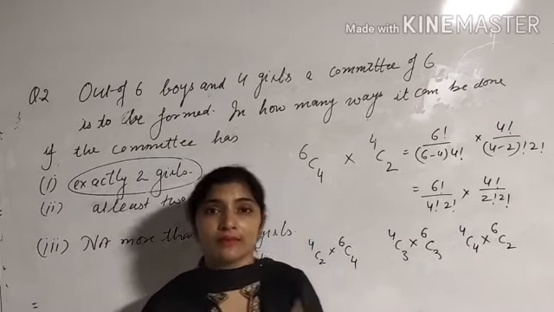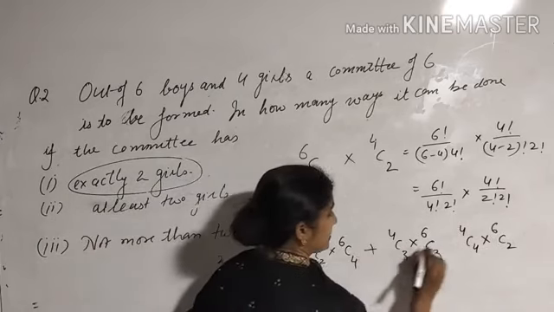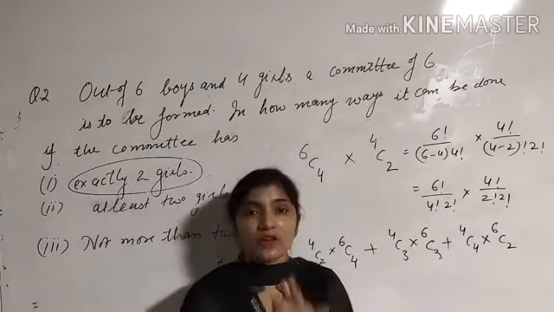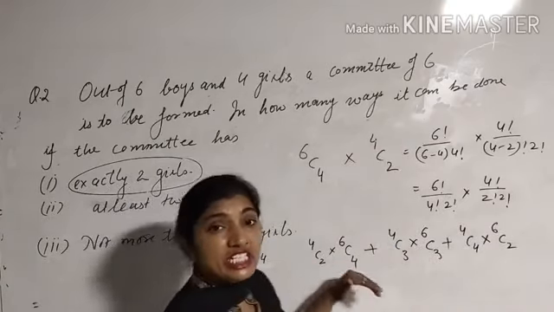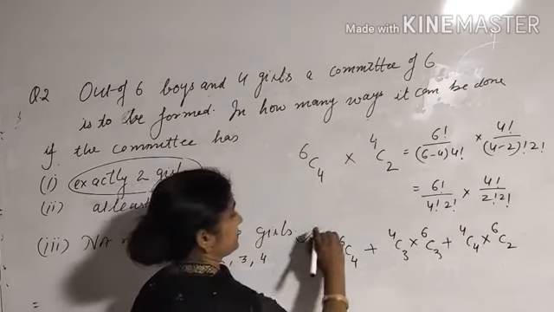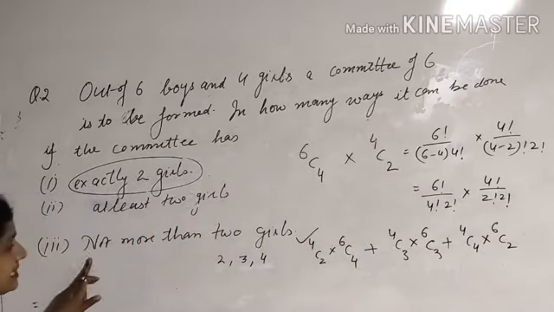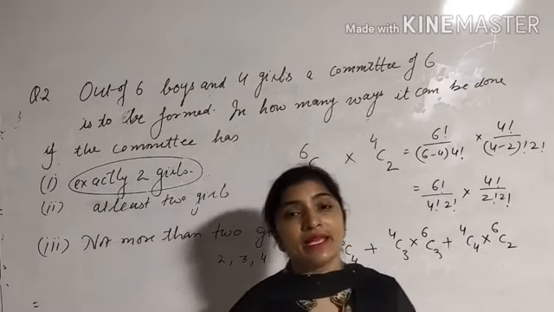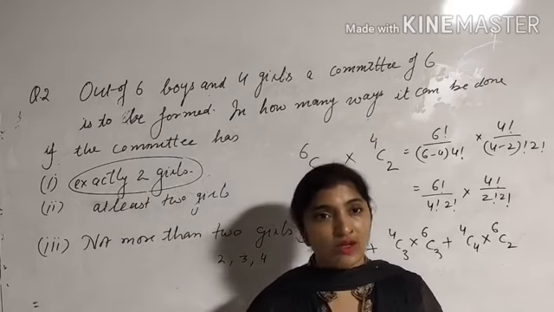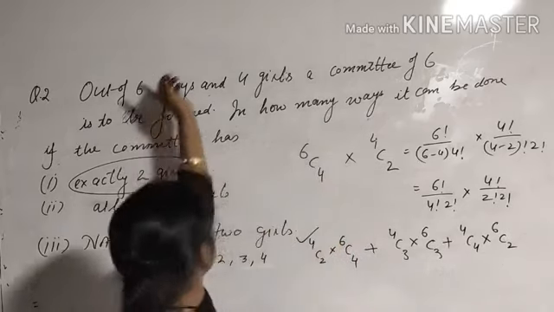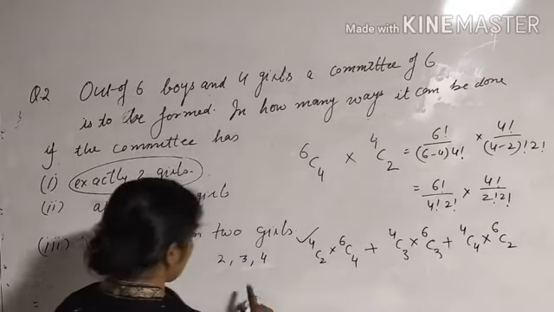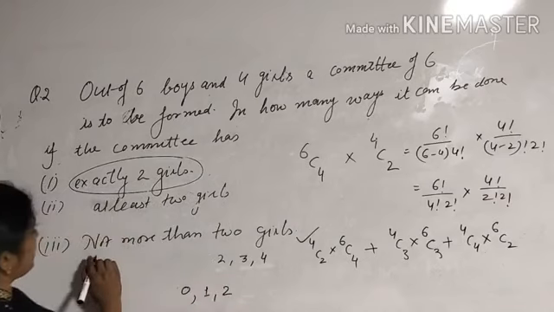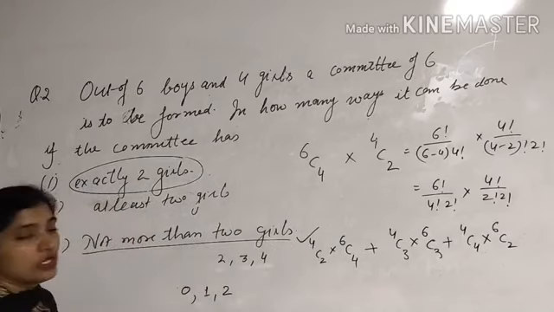So we do not multiply here, we will add here, because the total number of arrangements is either this or this or this. So the number of possible arrangements having at least 2 girls is this one. Okay. Now the third case is not more than 2 girls. Not more than 2 girls means girls may be either 2 or 1, or maybe the whole committee is formed with the help of boys. So the girls may be 0 or 1 or 2 if we don't want more than 2 girls.